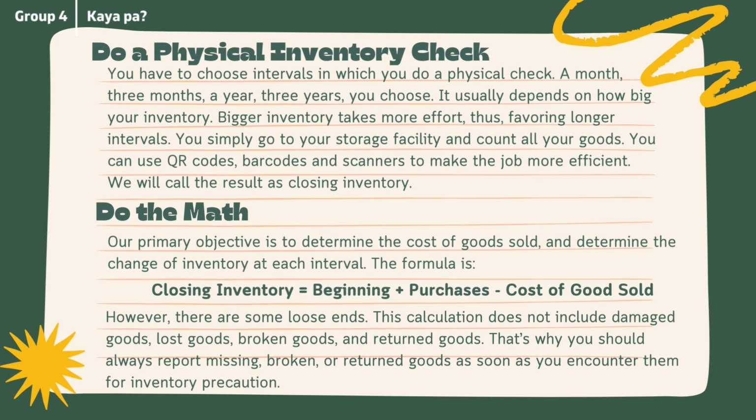Do a physical inventory check. You have to choose interval in which you do a physical check: a month, 3 months, a year, 3 years, you choose. It usually depends kung gaano kalaki ang inventory. Ang mas malaking inventory ay nangangailangan ng maraming effort, favoring longer intervals.